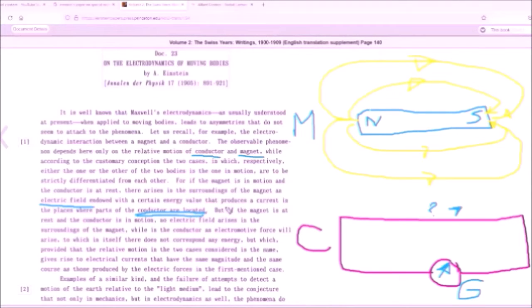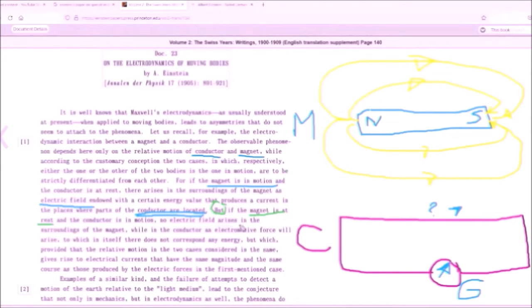But let us see the opposite. This is the first case, when the magnet is in motion. Can you differentiate that case from the other case? Let us see the other. If the magnet is at rest, now we are going to put the magnet at rest, and the conductor is in motion. We are going to move the wire.